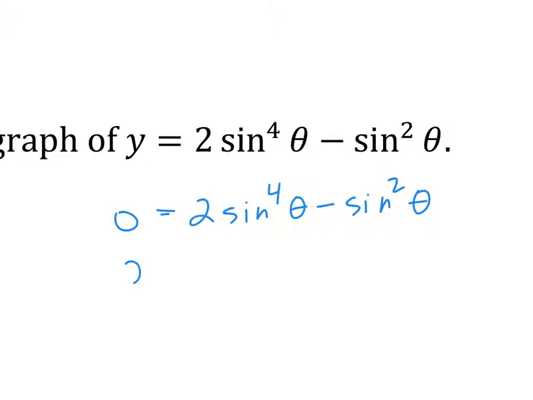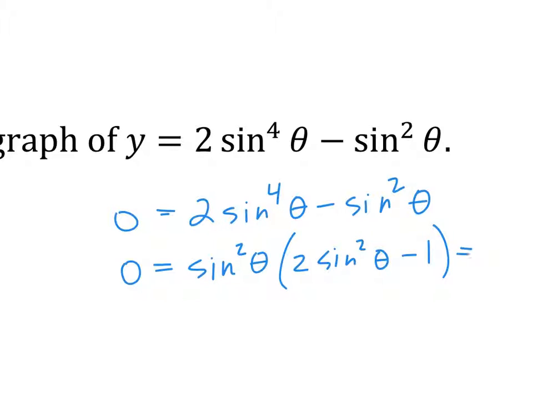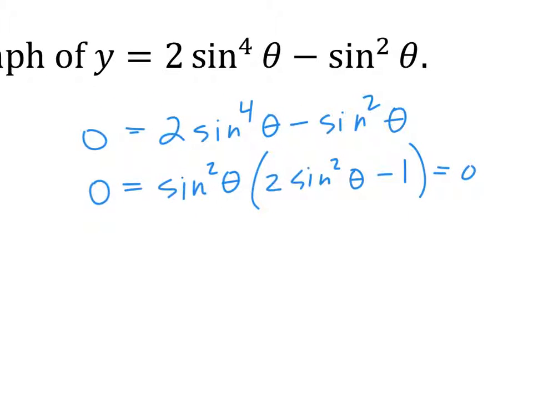Yep, factor out sine squared. Good. 2 sine squared minus 1 equals 0. What's next? Perfect. Sine squared equals 0, and 2 sine squared minus 1 equals 0. All right, sine squared equals 0 is just sine equals 0. We can just ignore that. How do we solve this one on the right?